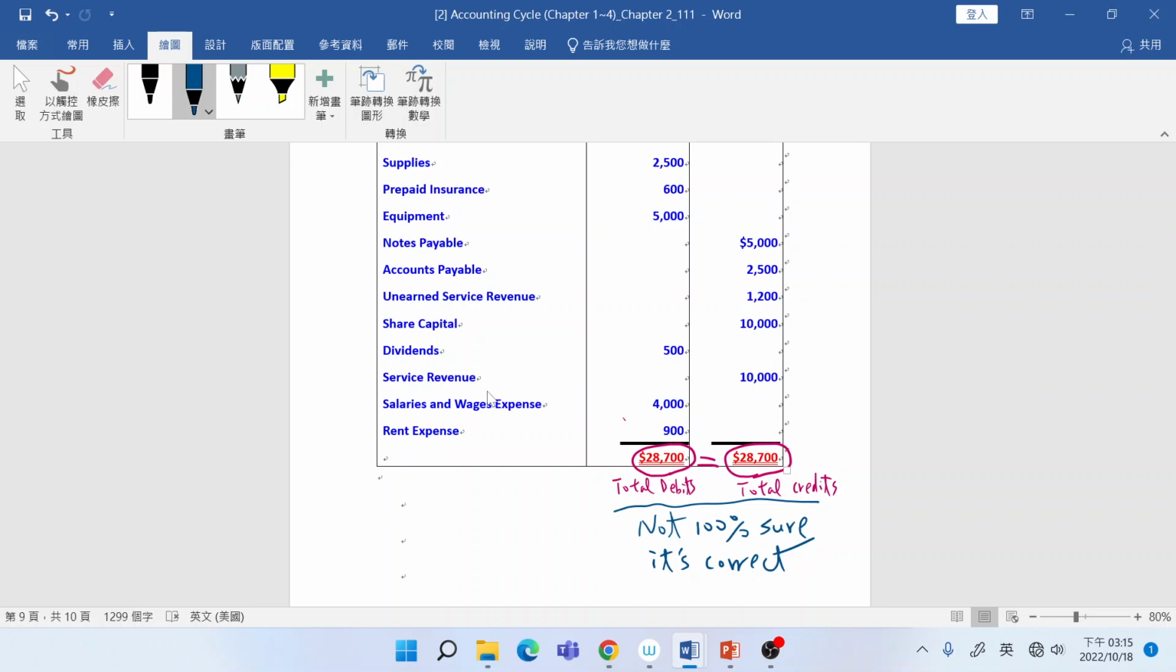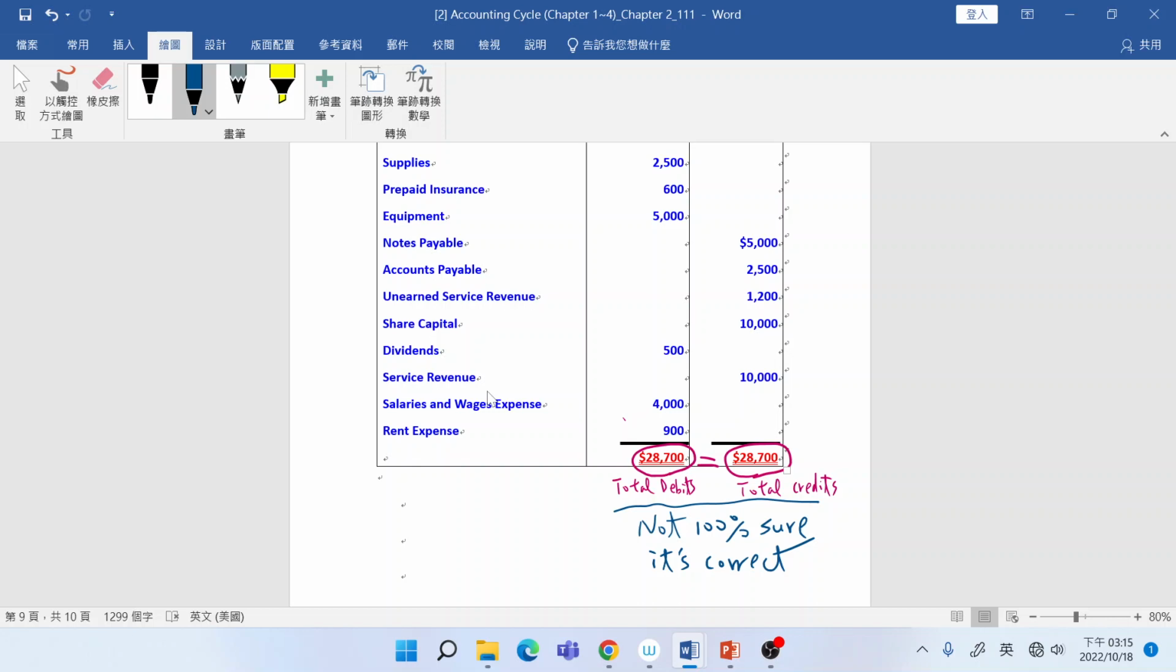Maybe you made some mistake, like you forgot to record one transaction, or you recorded the same transaction twice. Maybe you made two errors, and these two errors offset each other, cancel each other. Because of these cases, maybe you still made some mistake, even though total debit equals total credit.